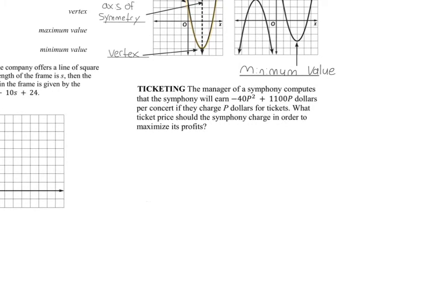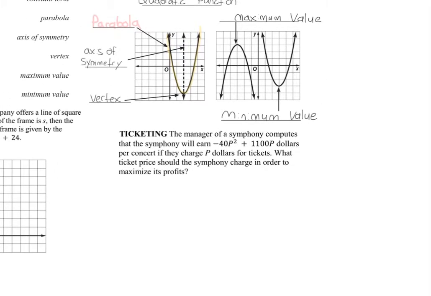So a situation where we could use quadratics would be this right here, ticketing. The manager of a symphony computes that the symphony will earn negative 40p squared plus 1,100p dollars per concert if they charge p dollars for tickets. What ticket price should the symphony charge in order to maximize its profits? That's going to be one that we just explore together in class.